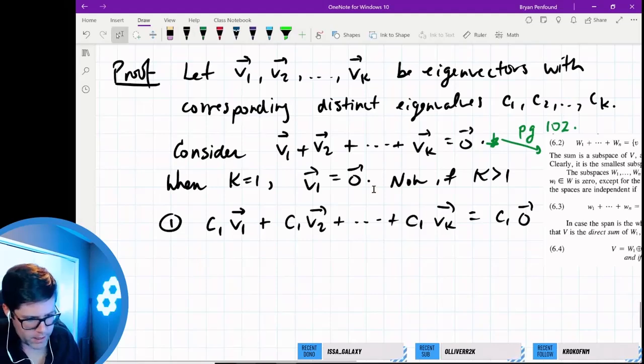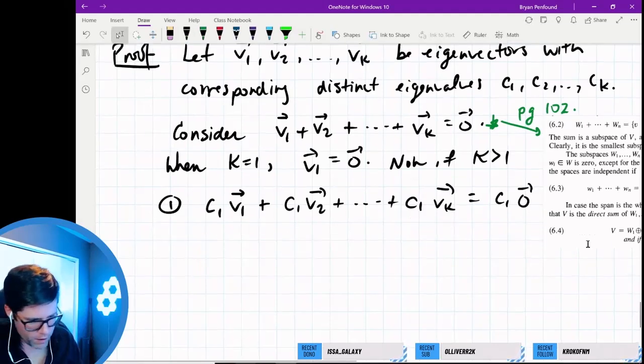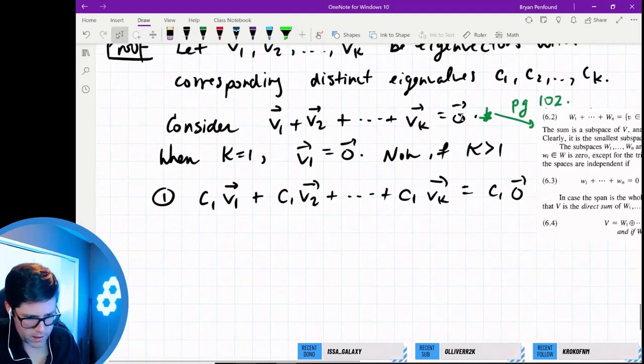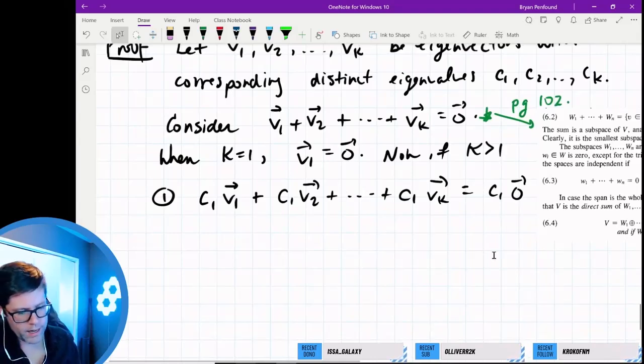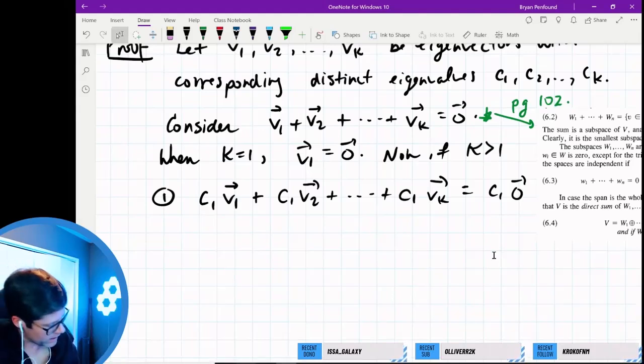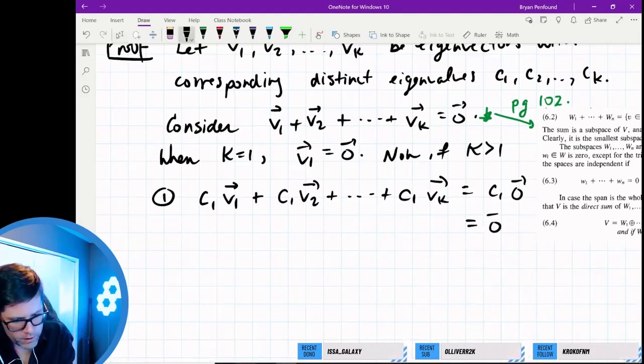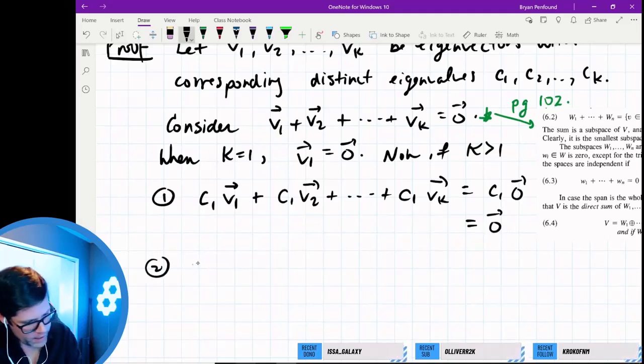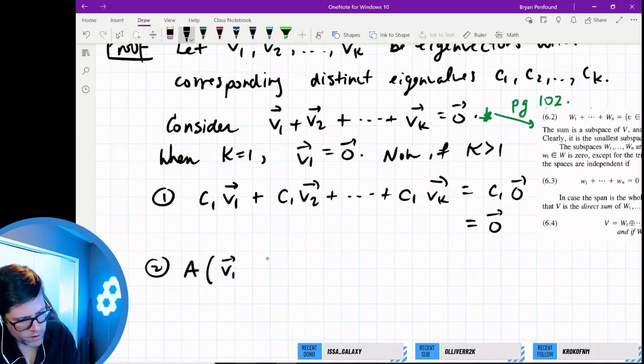Okay, so what I did after I kind of found this was to think about that sum. We're going to scalar multiply it by C1, and that's going to give us something that looks like this, which should be equal to our 0 vector in V. And then the next thing that we can do is we can left side multiply equation 1 by some matrix A. So let's go ahead and left multiply.